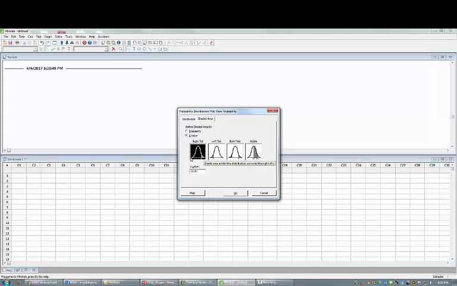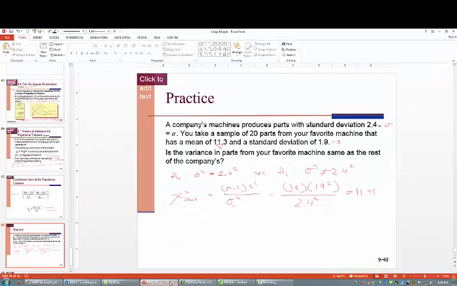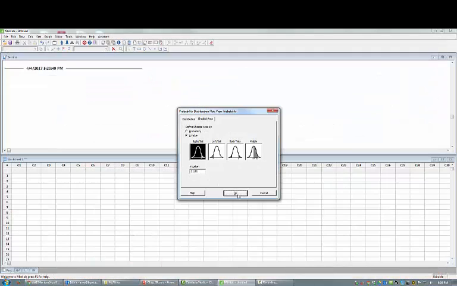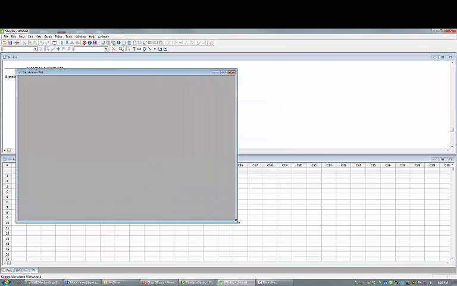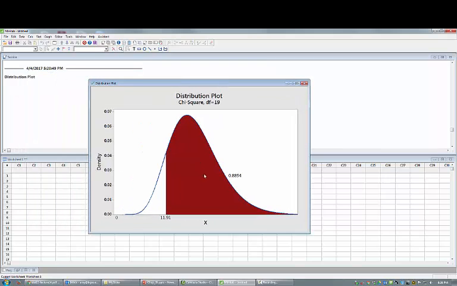For two-sided tests, you want to pick the right-hand side, put in the chi-squared value, 11.91. And here's where it gets a little tricky. You have to use the smaller of the probabilities that's selected for you.